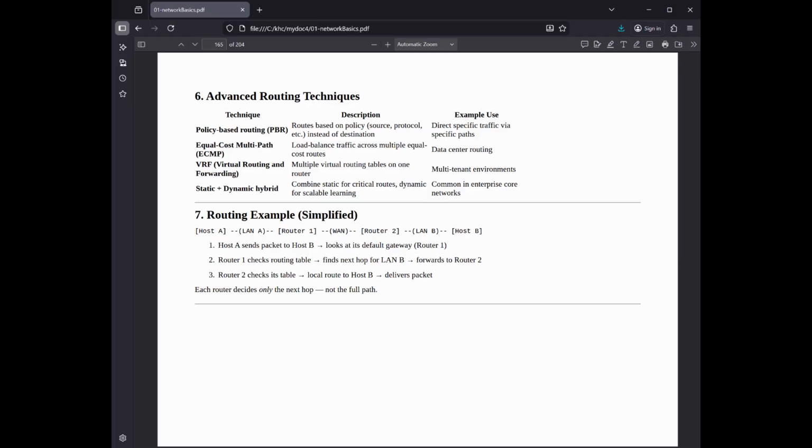Use cases: directing high-priority business traffic over low-latency links while sending bulk traffic, like backups, over cheaper, high-bandwidth paths. Implementation: typically configured using route maps that identify traffic via access control lists, ACLs, and specify a next hop.